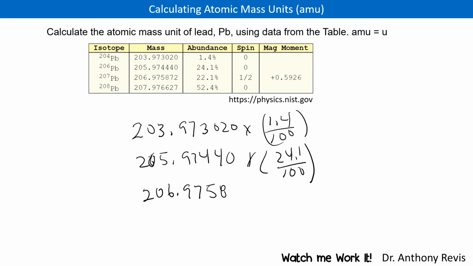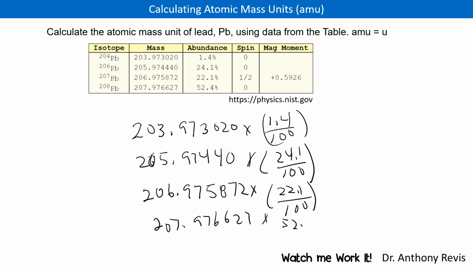So here, third isotope times, and that's going to be 22.1 divided by 100, which converts it to a decimal. And the last one is 207.976627 times 52.4 divided by 100, and that puts it in the decimal form. And then we simply take a calculator out and punch these numbers through, and you can write it out to as many decimals as makes sense to you.